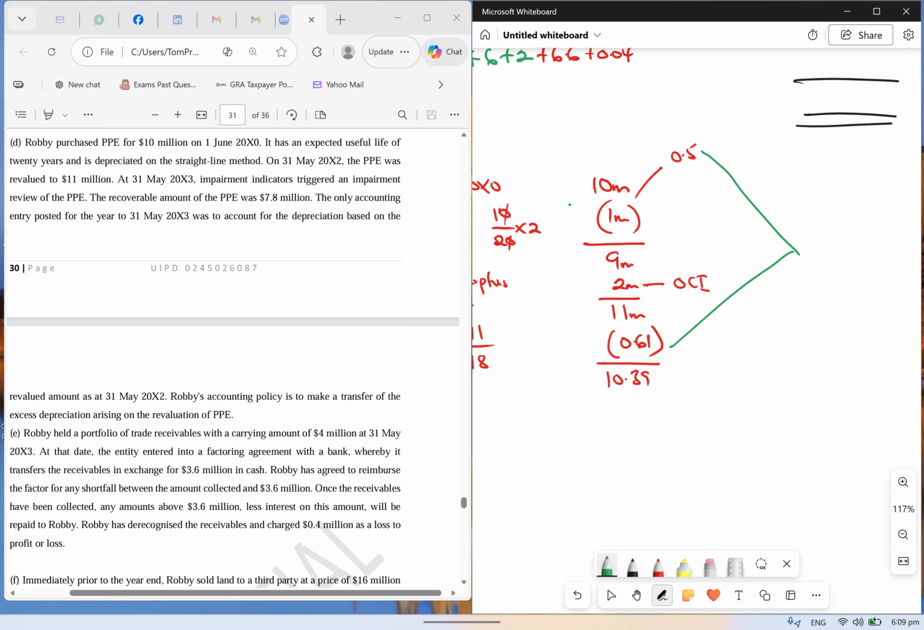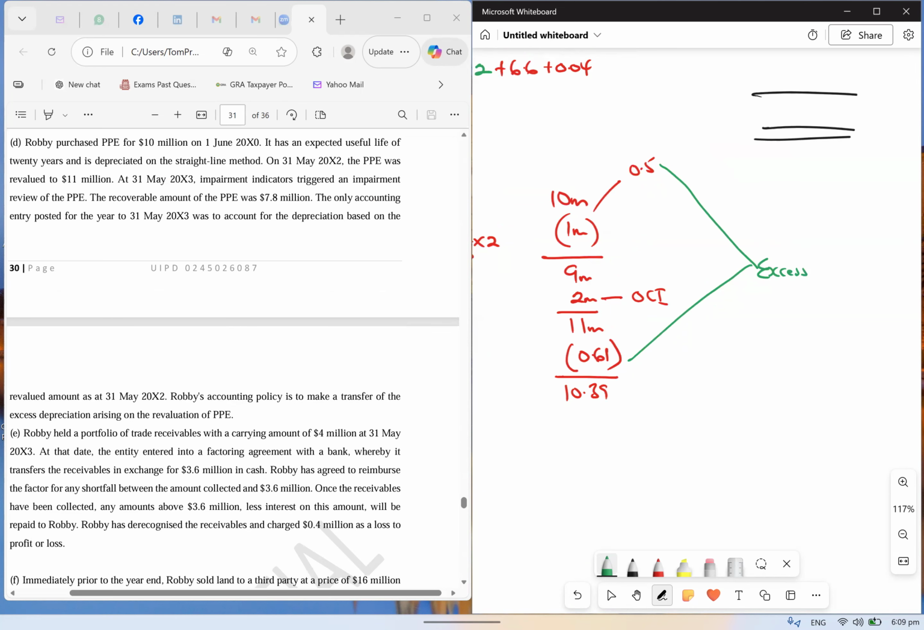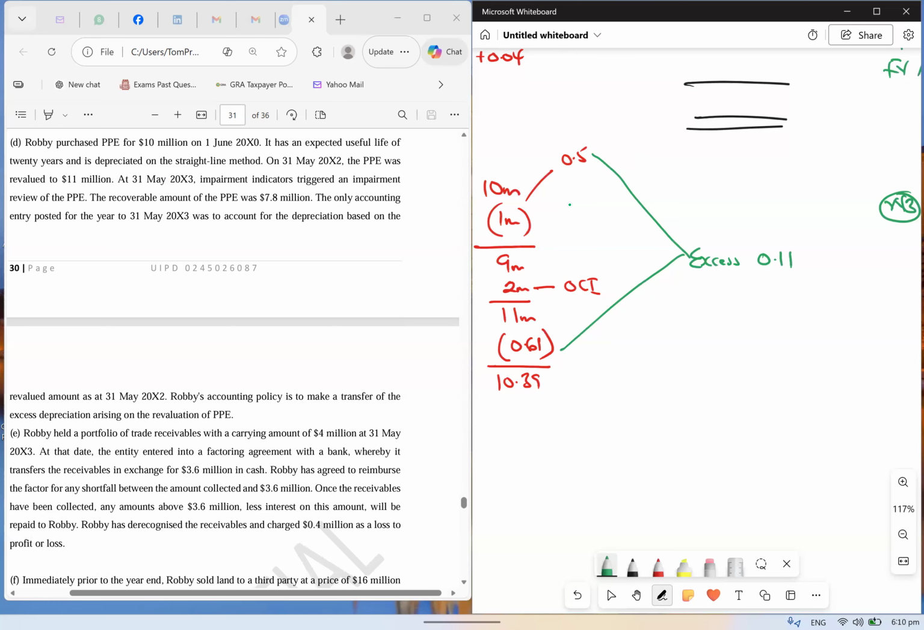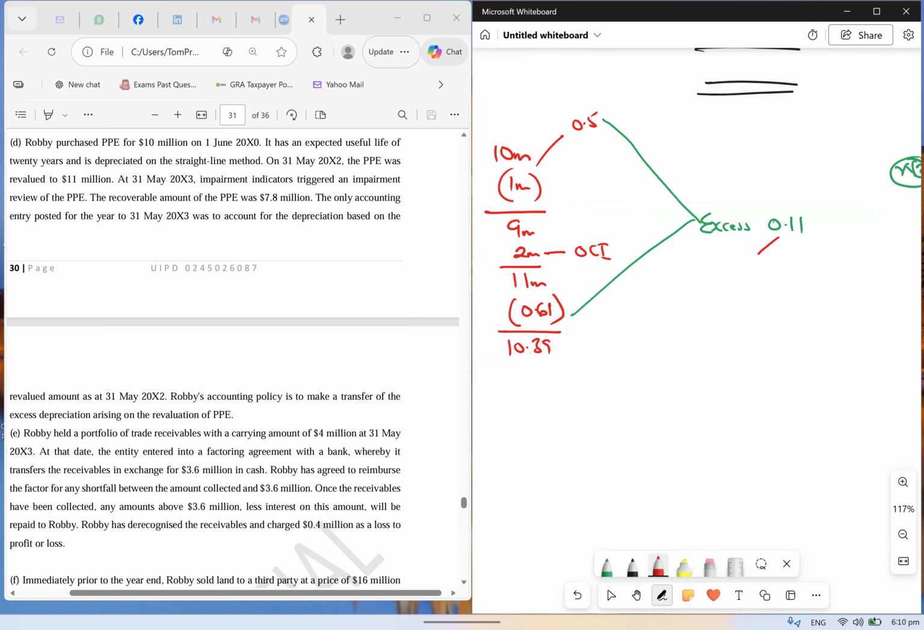So excess depreciation is how much? That will be 0.11. Now, what is the treatment of excess depreciation? You will debit your OCI. Now, we already know that in the OCI there is this figure going there, so you will reduce it. You will debit OCI, and you will take it to retained earnings. That is what you will do.